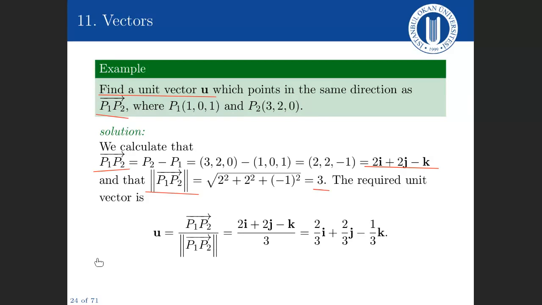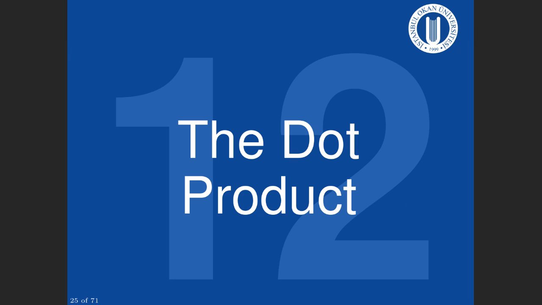So, using the idea from the previous page, we have a vector P1P2, and we want to find a unit vector which points in the same direction. So what we do is we take a vector and we divide it by its norm. In other words, we have the vector 2i plus 2j minus k, and we're going to divide by the number 3. We get 2/3 i plus 2/3 j minus 1/3 k. And I'll leave it for you to check that this is a unit vector.